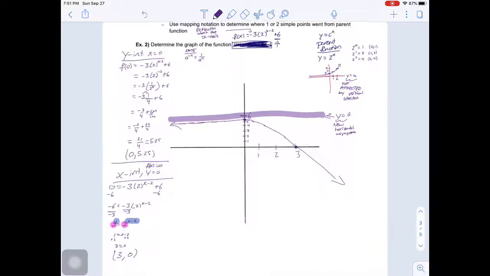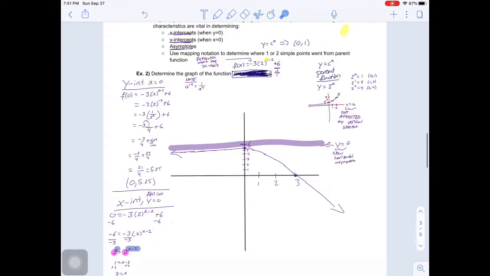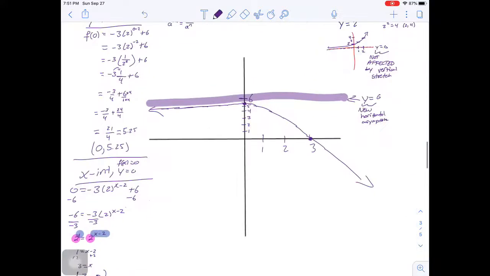So let's see if we can find where one of these points went. Just like I said, maybe find one extra point. Again, it's not super needed, but it is good to have some clarification here. So let's see where just 0 and 1 went, because that's an easy point to figure out. So where did 0 and 1 go?